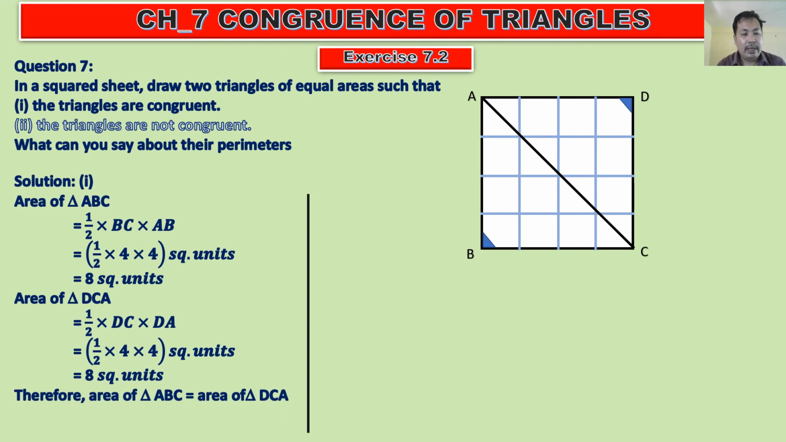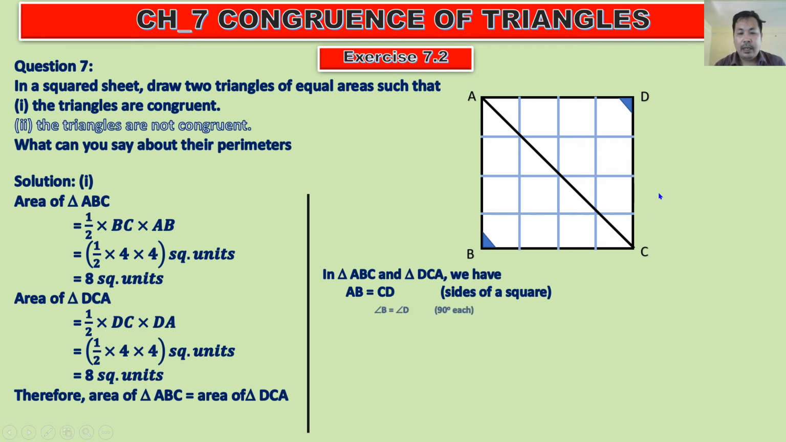That is, therefore, the area of triangle ABC is equal to the area of triangle DCA. Once again, the area of triangle ABC is equal to the area of triangle DCA. And in these two triangles ABC and DCA, we have that AB is equal to CD, since they are sides of a square. Sides of a square are always equal, isn't it?